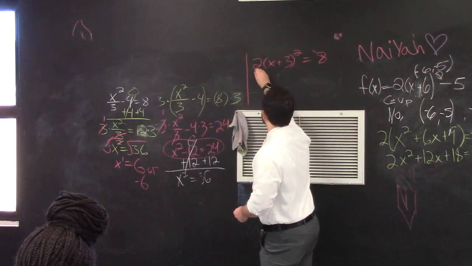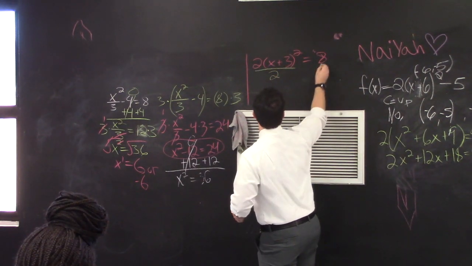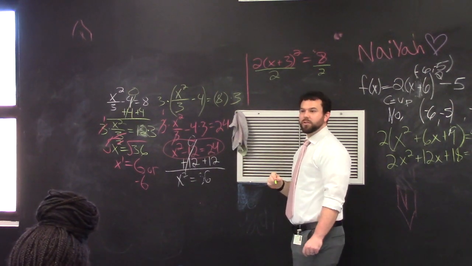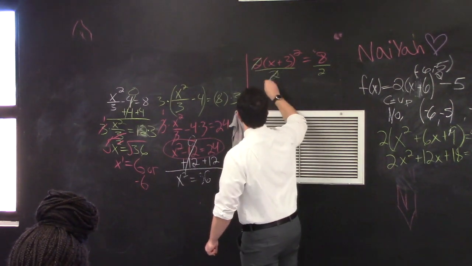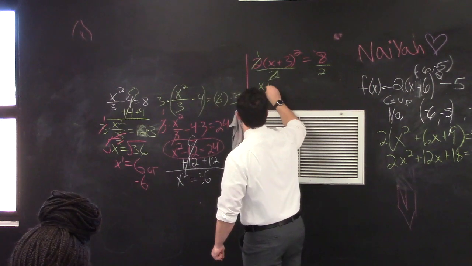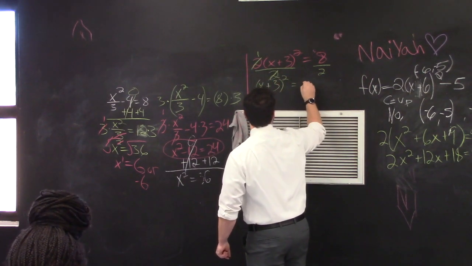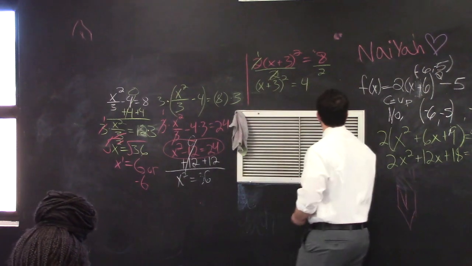Divide by 2, right? Use your inverses. Use those inverses. 2 divided by 2 is 1. Then I'm left with x plus 3 squared is equal to 4. Next step.